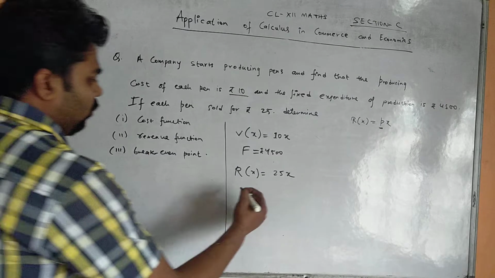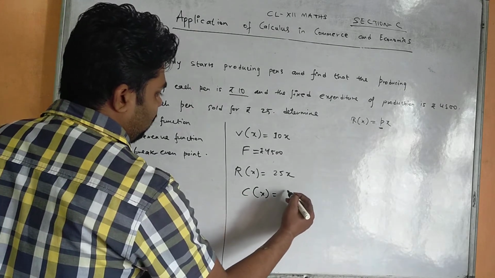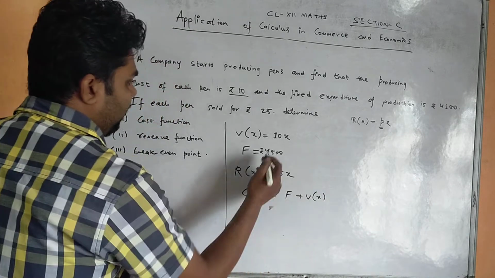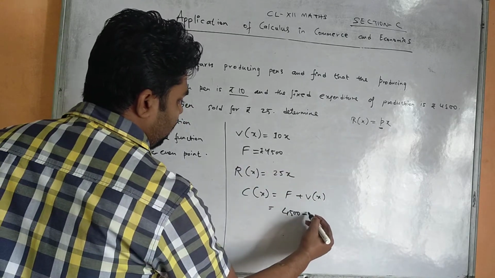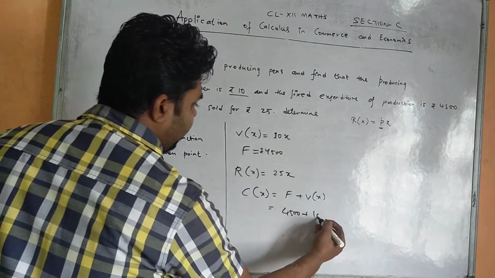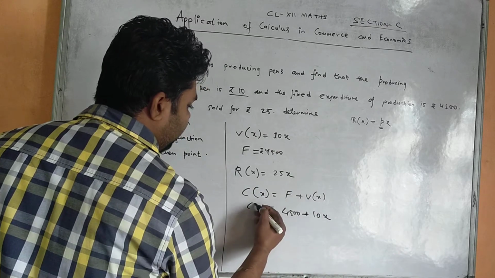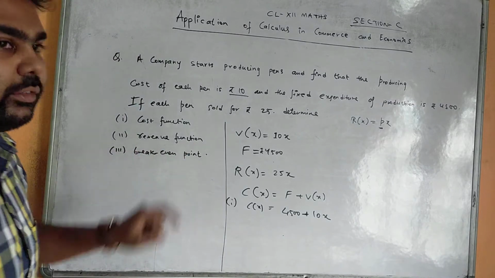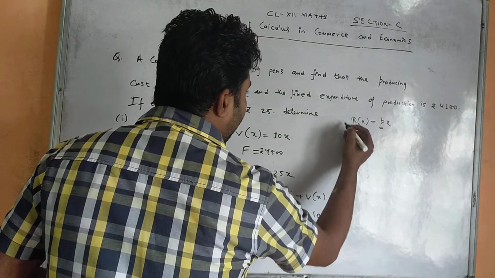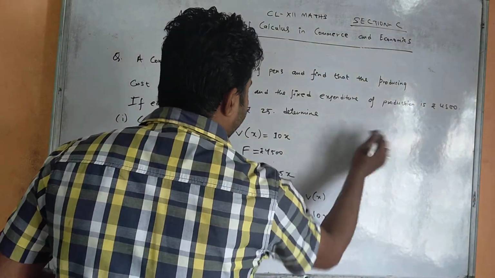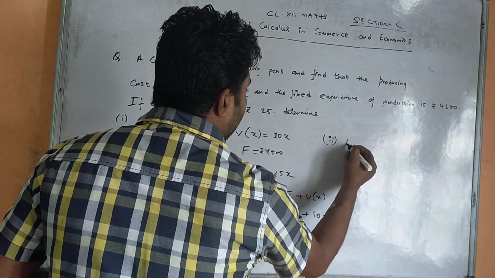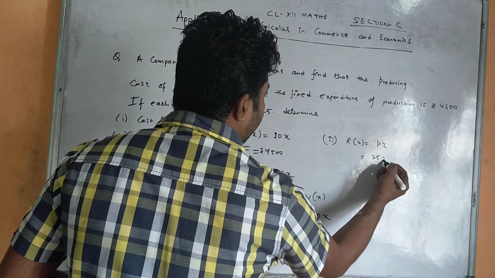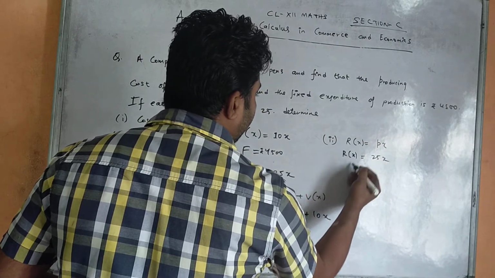The cost function. So the cost function is given by C(x) equals F plus V(x), right? So what is F here? 4500 plus, what is V(x) here? 10x. So this is our first answer, answer number 1. Next we have to find the revenue function. The revenue function R(x) is given by p times x, that is 25x. So this is our revenue function.